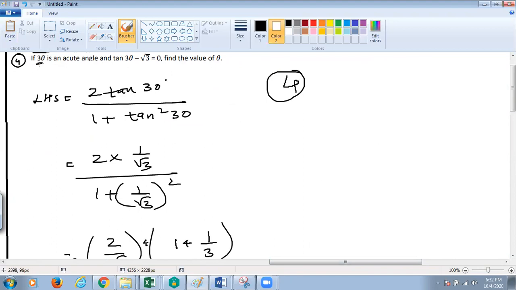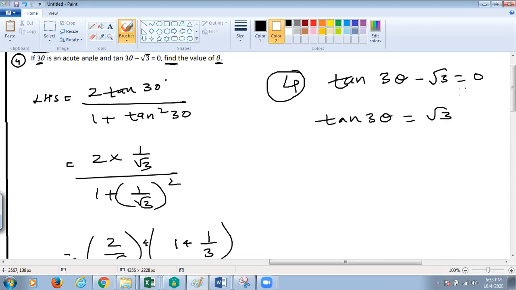Look, the value of 3 theta is given and we have to find the value of theta. Now how to do that, student? Look at this. I'll just copy paste this question: tan 3 theta minus root 3 is equal to 0. So now what will we do? Look, tan 3 theta is equal to root 3, shift this root 3 here. But we know tan what angle is equal to root 3?